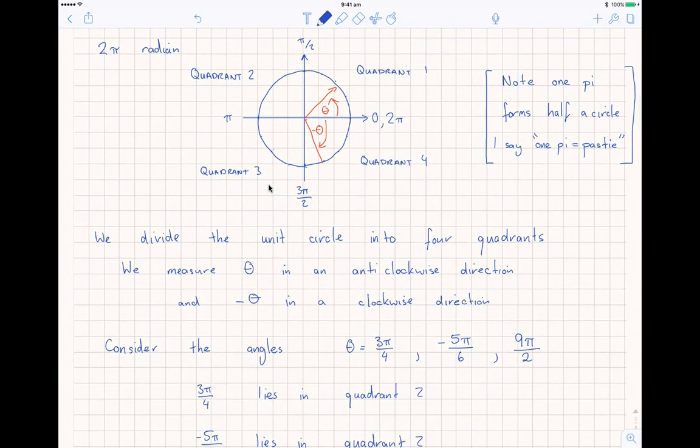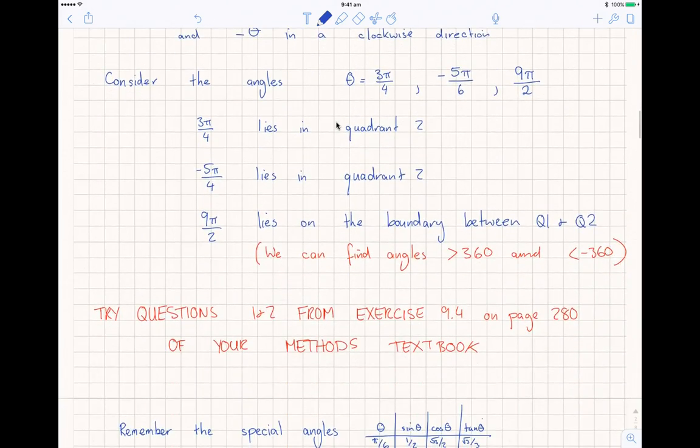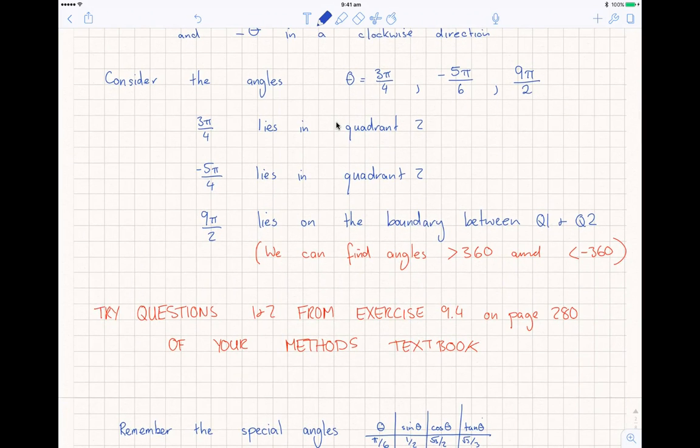We divide the unit circle into 4 quadrants, and we start with the positive quadrant here being quadrant 1, and we move in an anti-clockwise direction: quadrant 2, quadrant 3, quadrant 4. If we measure theta, we can also measure theta in a negative direction, and then we call that negative theta. So negative angles go this way, positive angles go this way. So let's just consider a few angles here and work out where they lie within the unit circle.